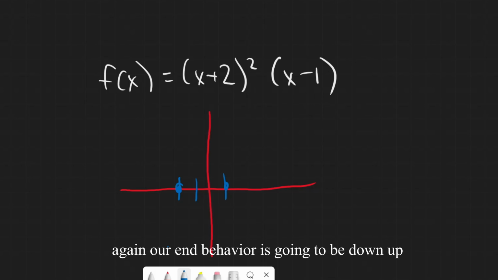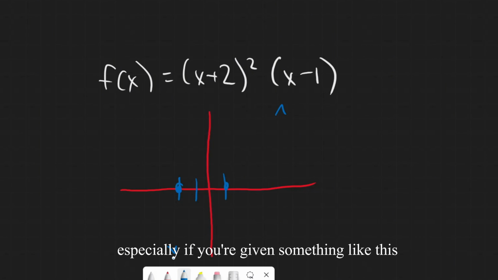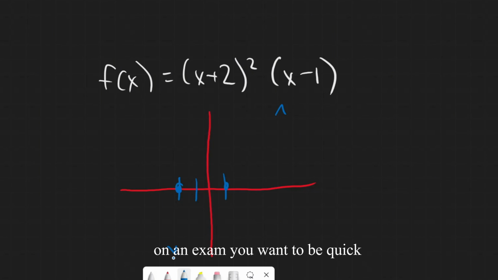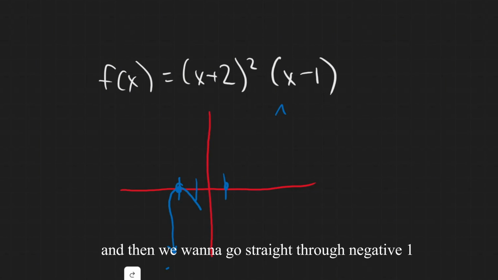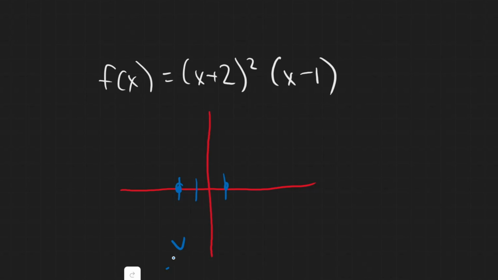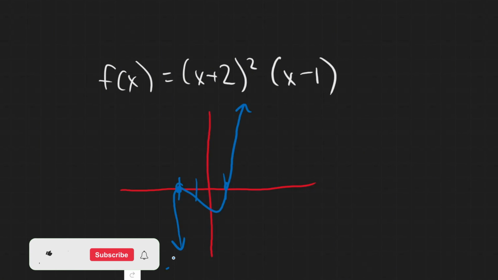Again, our end behavior is going to be down up, so let's go ahead and draw those arrows so that we can quickly and efficiently graph this polynomial function, especially if you're given something like this on an exam, you want to be quick. Then we're going to bounce through -2 because this is raised to an even exponent. And then we want to go straight through 1. So let me go ahead and redraw this. So bounce at -2 and go through 1.